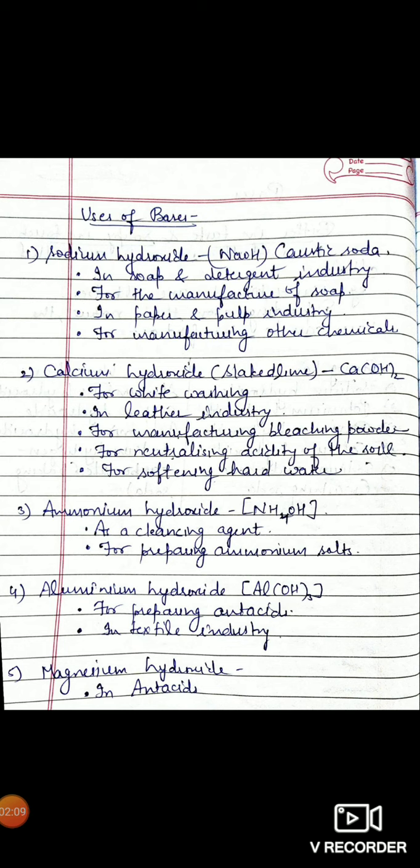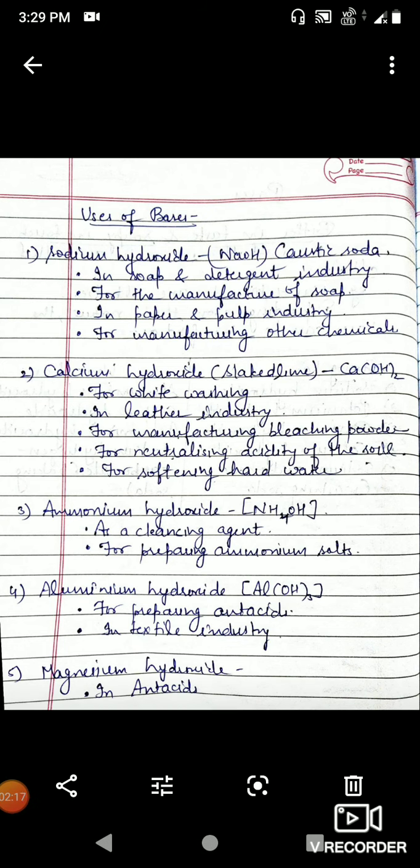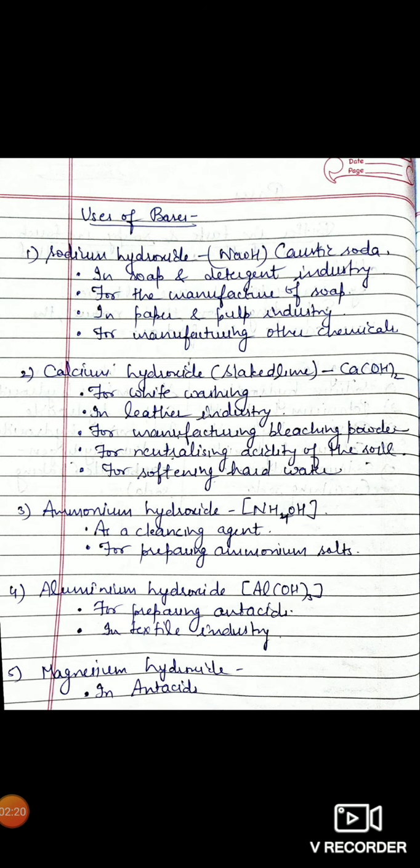In the same way, the next one is ammonium hydroxide, and its formula is NH4OH. It is used as a cleaning agent and for preparing ammonium salts. The next one is aluminum hydroxide. It is also a very important base which is used for preparing antacids and in the textile industry. The next one is magnesium hydroxide, which is a main reagent for making antacids. Antacids are those bases which are used to neutralize acidity.